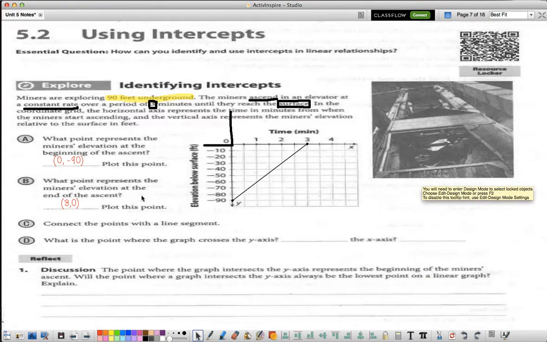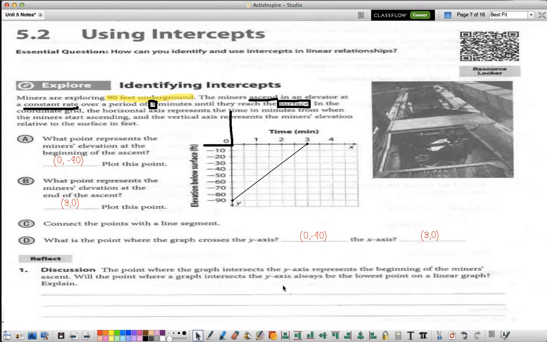Okay. So now we want to know, what is the point where the graph crosses the y-axis? So remember, the y-axis is the one that goes up and down. It's the vertical axis. And the point where it crosses is 0, negative 90. And then where it crosses the x-axis, our horizontal axis, is 3, 0. Okay, so the point where the graph intersects the y-axis represents the beginning of the miner's ascent.